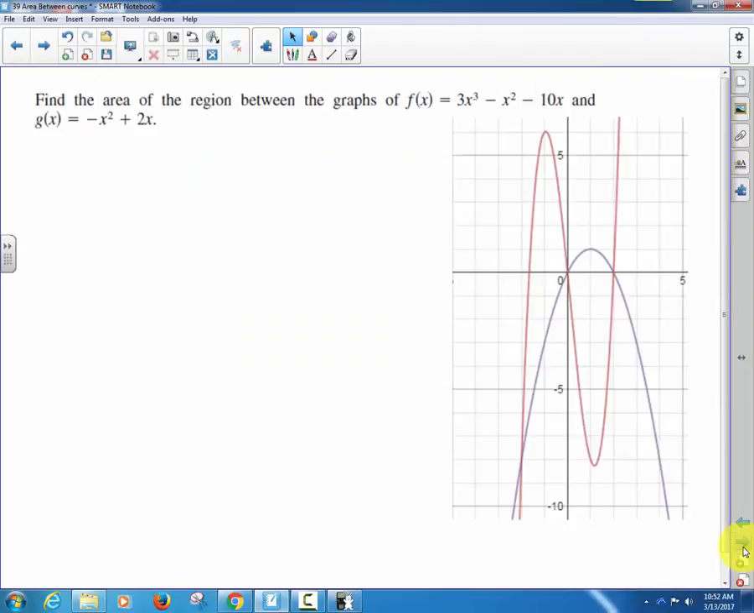Let's look at another problem now. Find the area of the regions between these two graphs. Now, I gave you the two graphs here. We've got a red one and a blue one here. What area are we talking about we're trying to find? Area between the red and the blue. What does that mean?